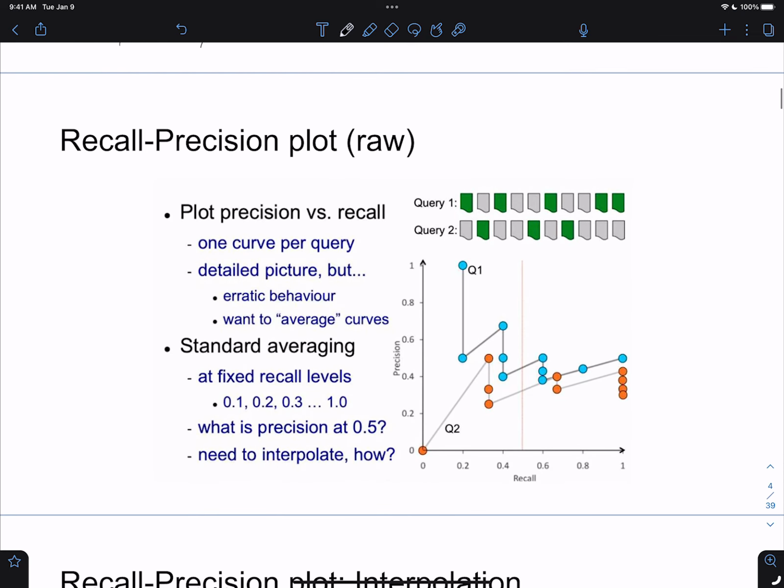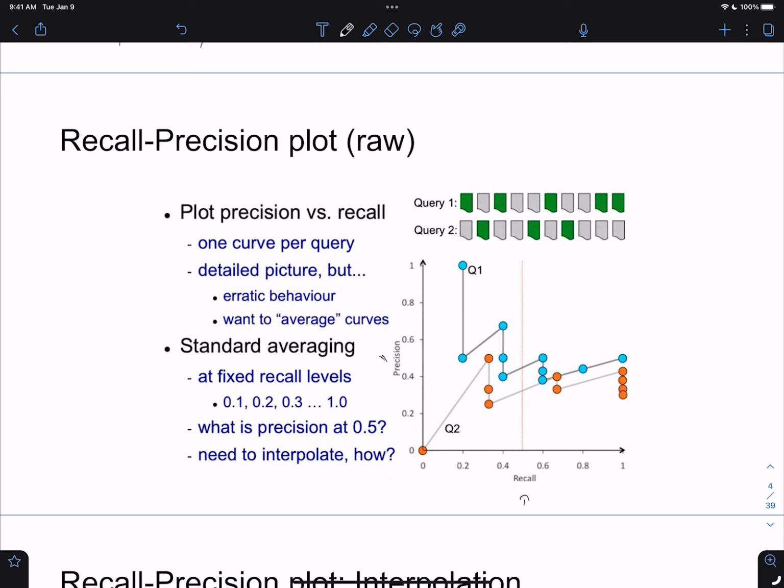We also looked into what a recall and precision plot is, and essentially it's a way to evaluate different systems at a snapshot using the graph. You have the precision on the y-axis and the recall on the x-axis, so it's a detailed picture. You're able to identify whether there are any different behaviors between the two systems, but essentially you would want to average it towards the end.